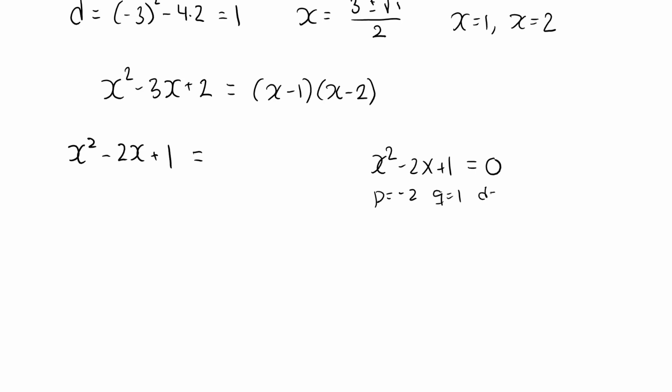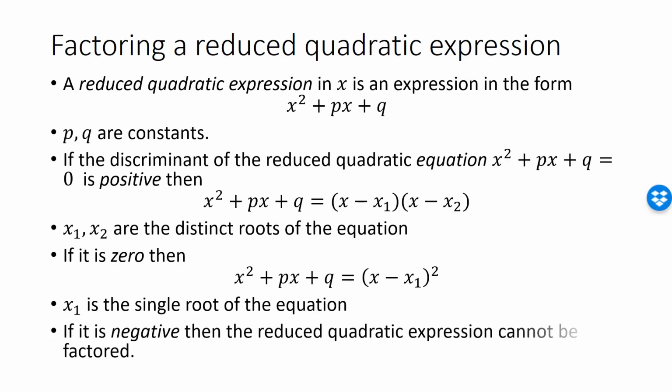This equation has discriminant D equal to 0 and a single solution x is equal to 1. Therefore, x squared minus 2x plus 1 can be factored as (x minus 1) squared. We can easily check that this is correct by using a quadratic identity. If the discriminant of the corresponding equation is negative, then the expression cannot be factored.